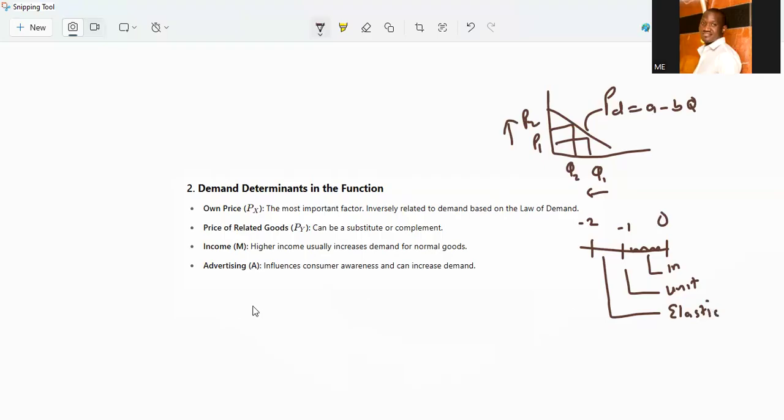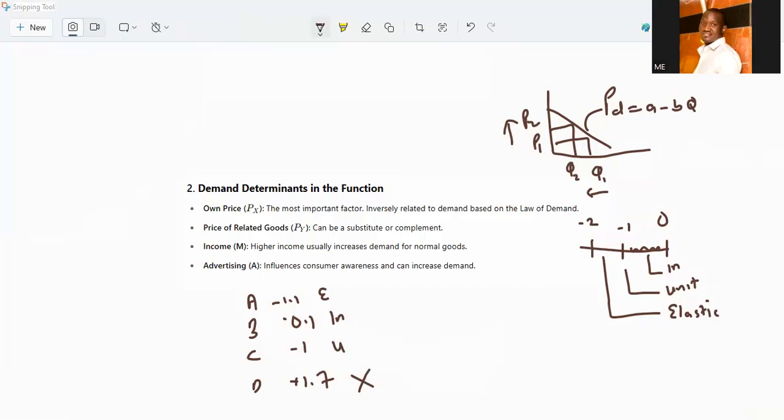So between the figures A, B, C, and D, we have -1.1, -0.1, -1, and positive 1.7. So A is showing us that it is elastic because it's more than 1. B is showing us it is inelastic because, starting with a 0 point something, it's in between this range. C is unit elastic because it's exactly at 1. And D cannot be elasticity of demand because it's positive.